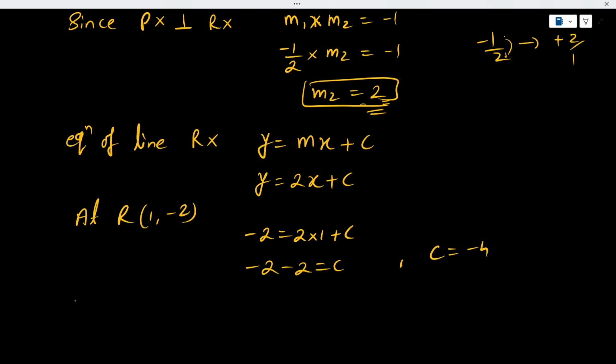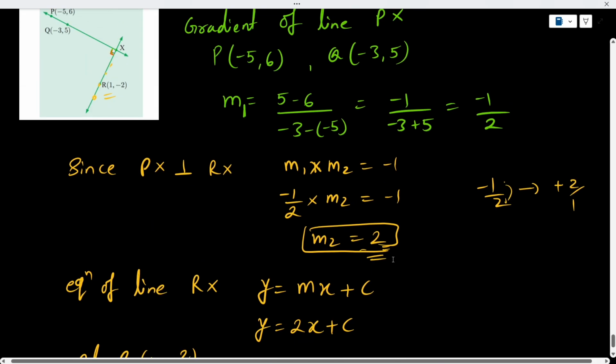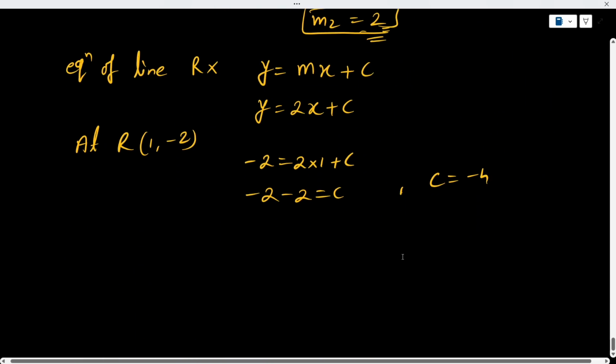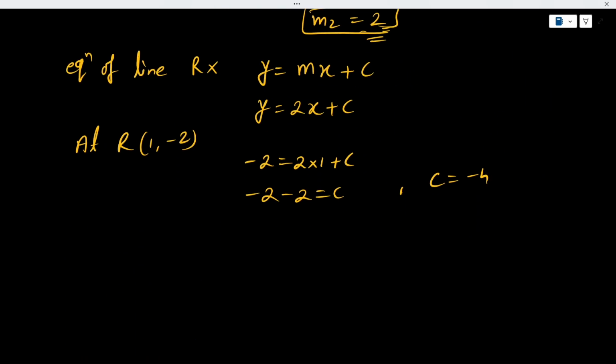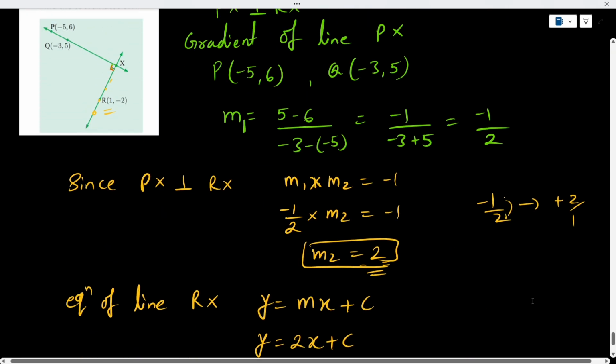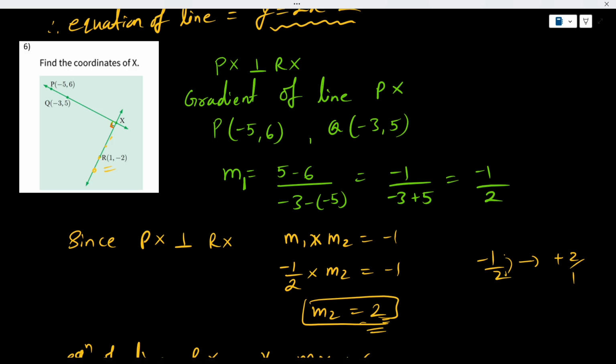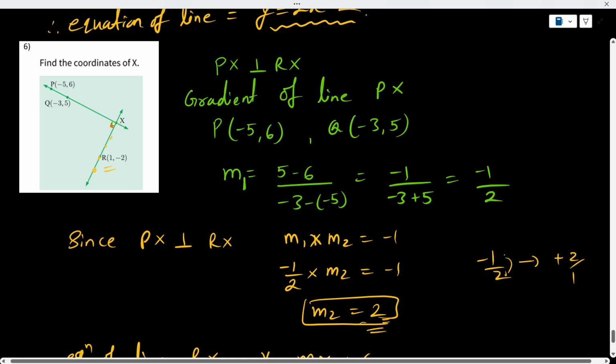So what is going to be the equation of the line? Because you need to find the coordinates of X. We are just finding the gradient first, and using the gradient we are going to find the two equations. So can I write y equals 2x minus 4. This is your equation 2. And what was your equation 1? We did not find equation 1, but to calculate the coordinates of X, we need to get equation 1 also.